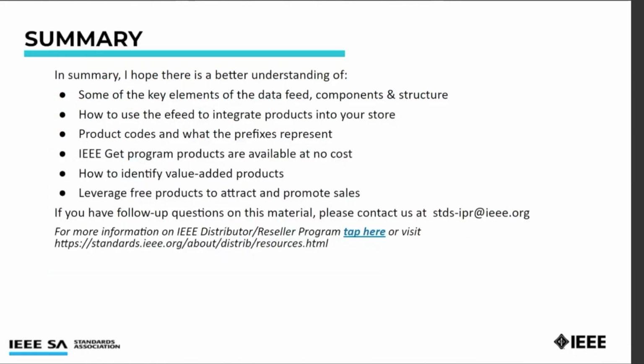You should now have a better understanding of how to use the eFeed, what a product code is, identify the prefixes and products they represent, as well as the additional information regarding the IEEE GET program and other value-added products. We encourage you to contact us with any questions regarding any of these topics.